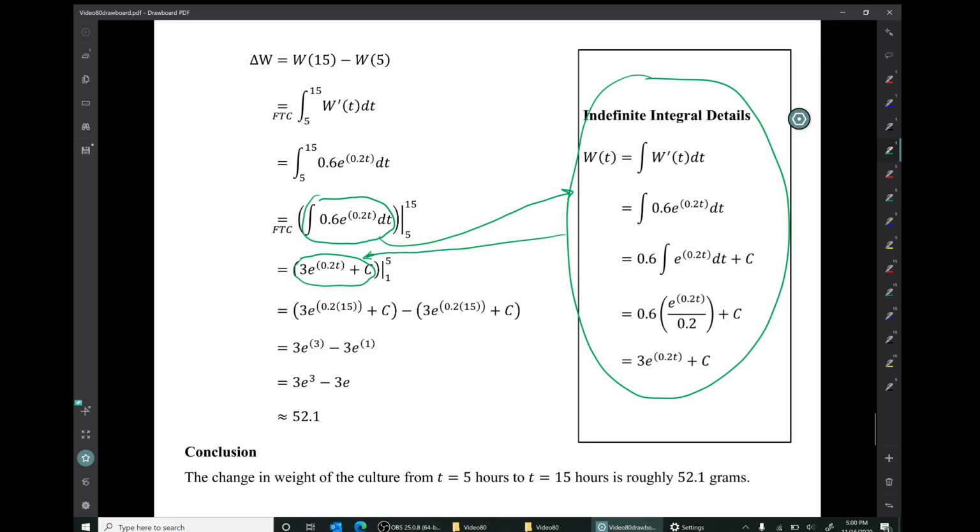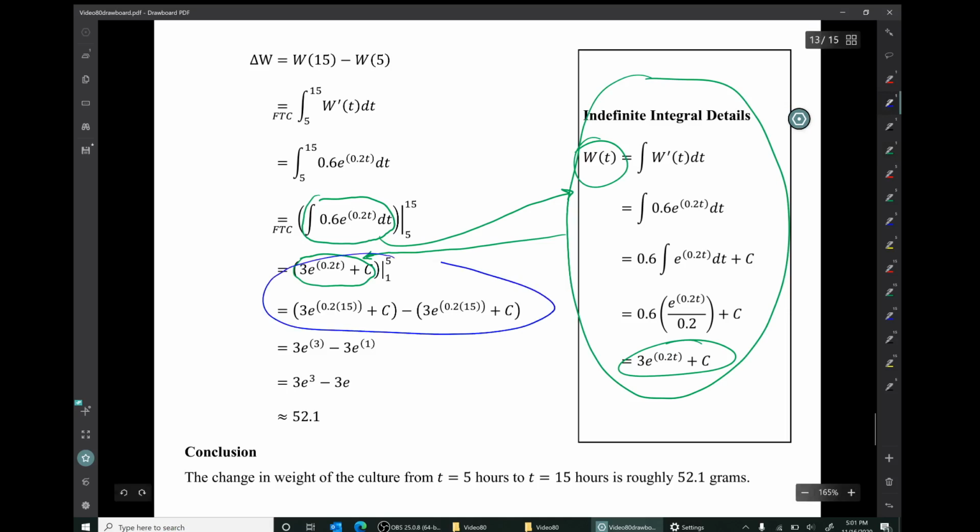Notice that the result of the indefinite integral is a function form. It has a constant of integration, and it's denoted capital W. We integrated capital W prime and got capital W as a result, but it's a function form. It has a constant of integration. And then we get to work computing the change in that function form.